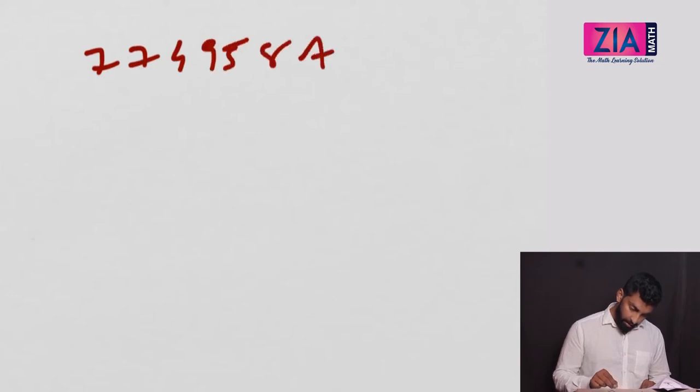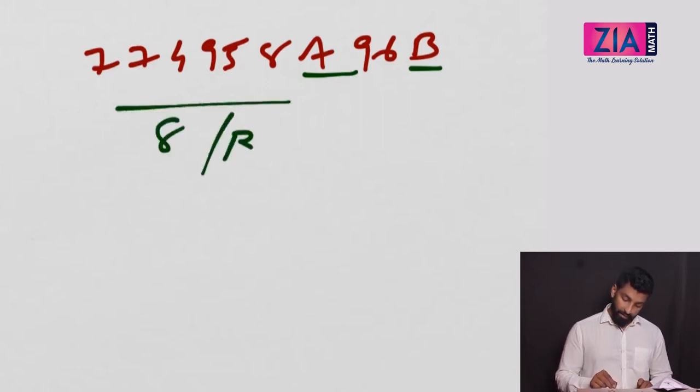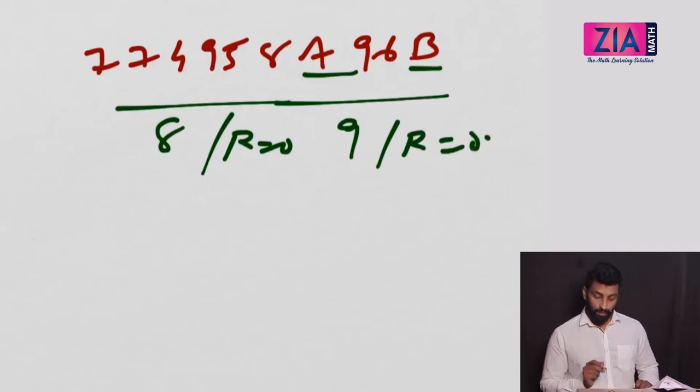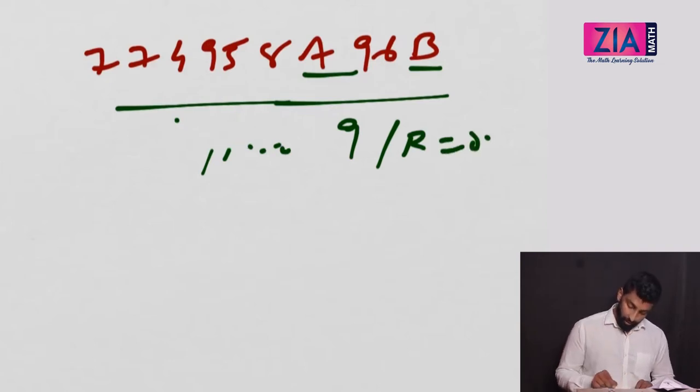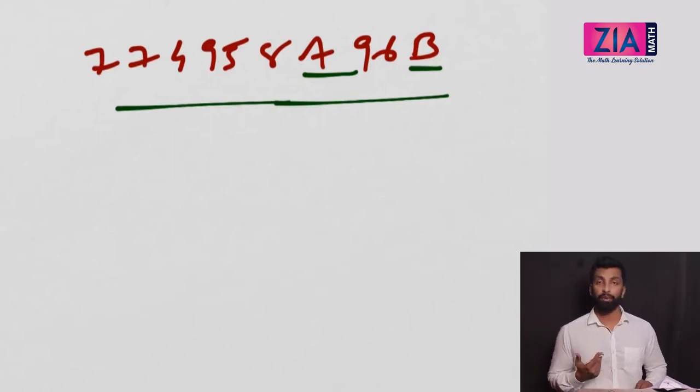Now what is given? This number 774958A96B, right? This number is divisible by 8 and 9, and then you need to find the values of A and B, right? So if you divide this number by 8, you get remainder 0. If you divide this number by 9, then also you get remainder 0. So this is based on the divisibility of 8 and 9, right? So you know the divisibility rule of 8 and 9, based on that you can find the answer.